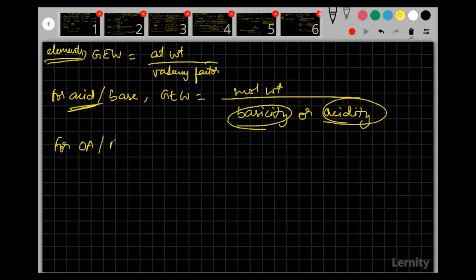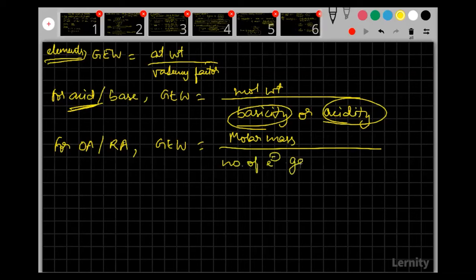Whereas for oxidizing agents or reducing agents, we'll calculate the gram equivalent weight as molecular mass or molar mass divided by the number of electrons gained or lost. For this, we should have an idea of what the reducing or oxidizing agent is and what change in oxidation state is occurring. What is the relation between normality and molarity? Normality is n times, the n factor, into molarity.